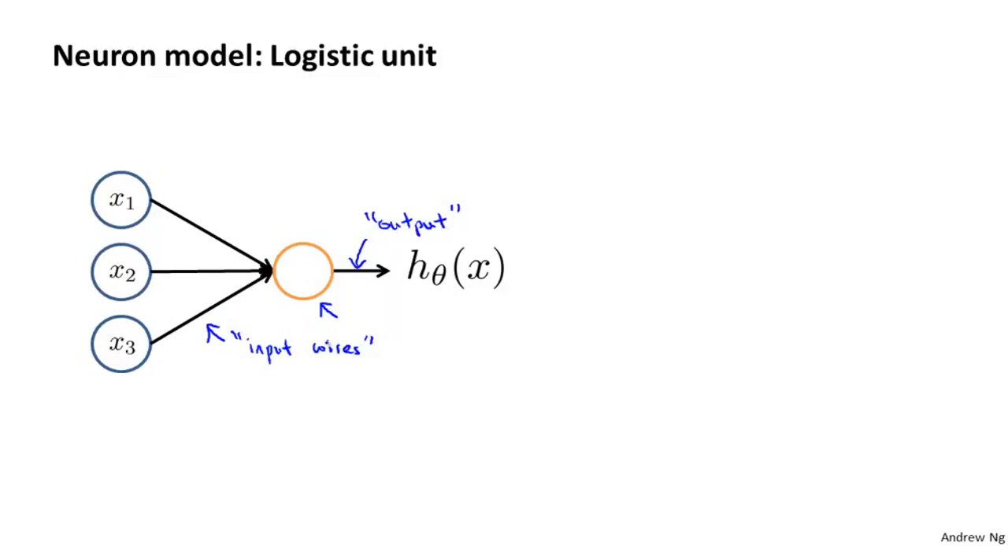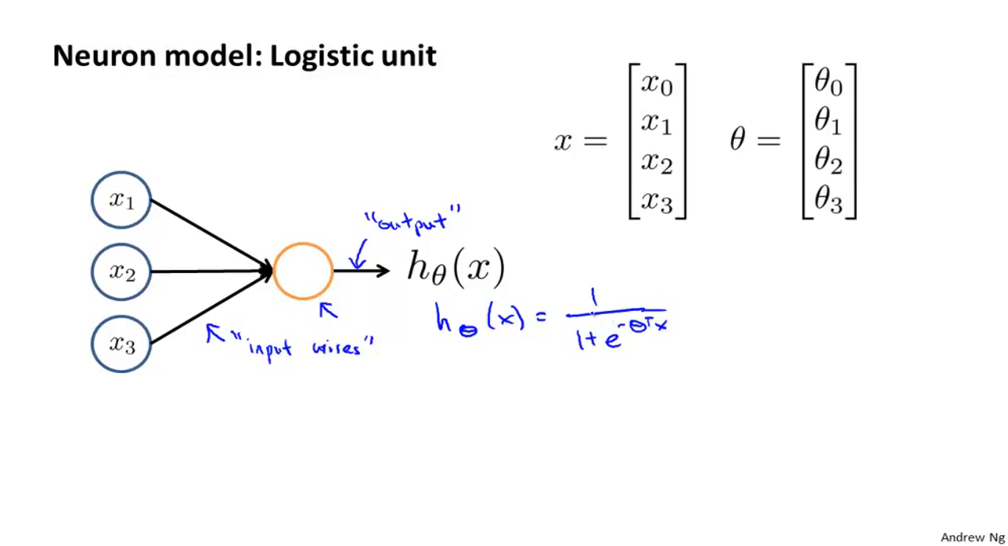or in the biological neuron, this was the axon. And whenever I draw a diagram like this, what this means is that this represents a computation of h of x equals 1 over 1 plus e to the negative theta transpose x, where as usual, x and theta are our parameter vectors, like so. So this is a very simple, maybe vastly oversimplified model of the computation that the neuron does, where it gets a number of inputs, x1, x2, x3, and it outputs some value computed like so.